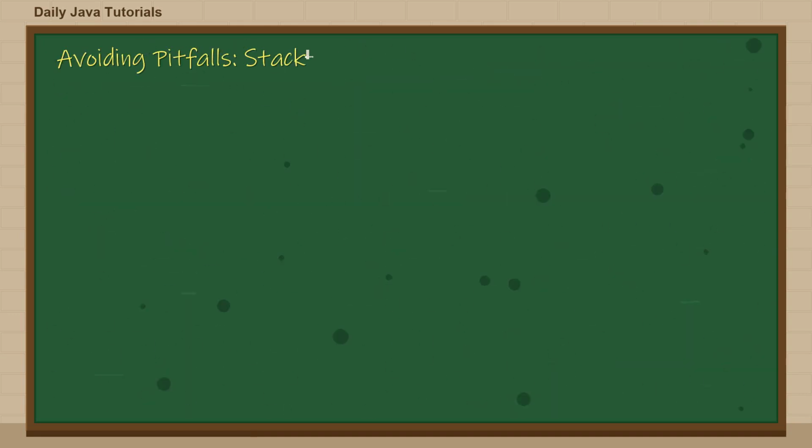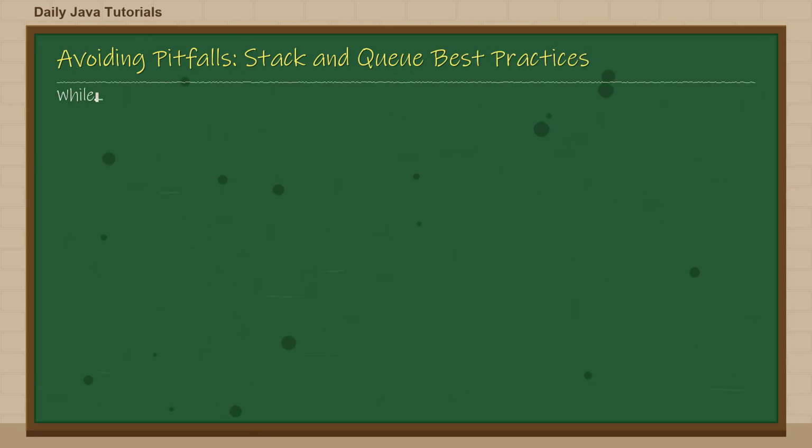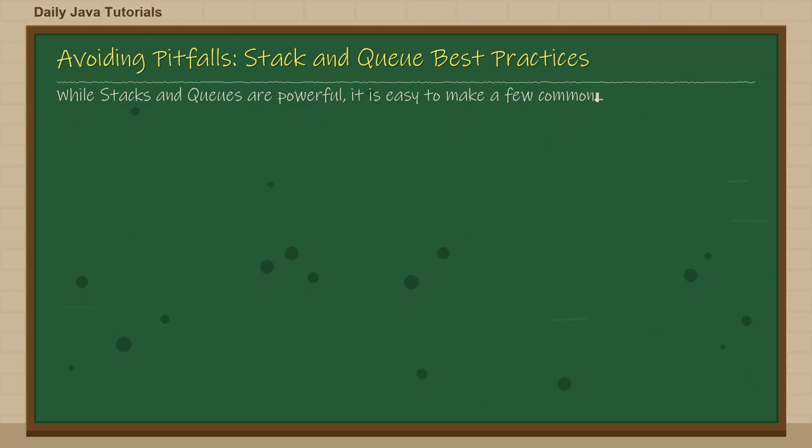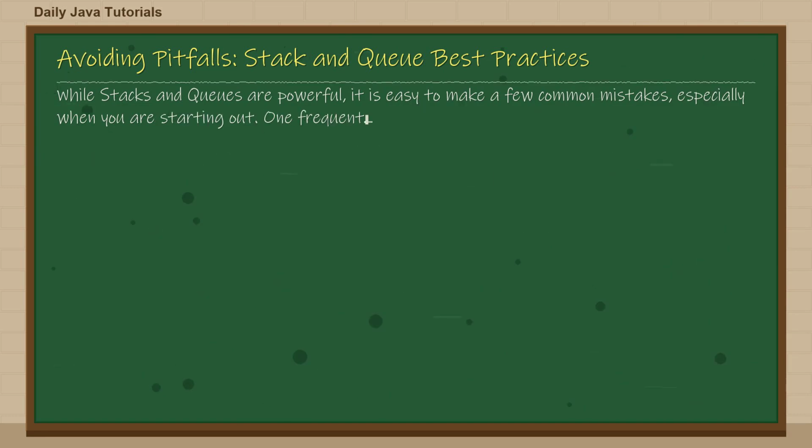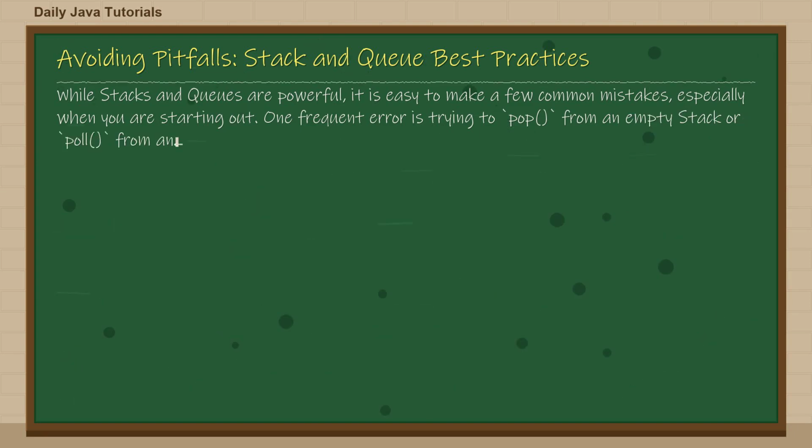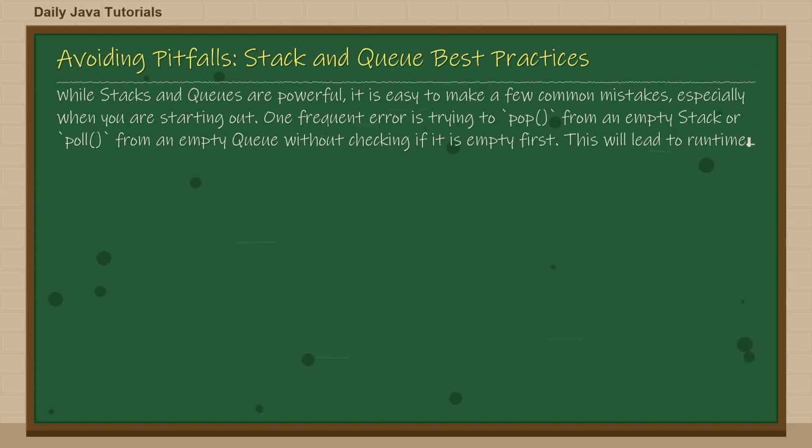While stacks and queues are powerful, it is easy to make a few common mistakes, especially when you are starting out. One frequent error is trying to pop from an empty stack or poll from an empty queue without checking if it is empty first. This will lead to runtime errors. Always use isEmpty before attempting to remove elements.